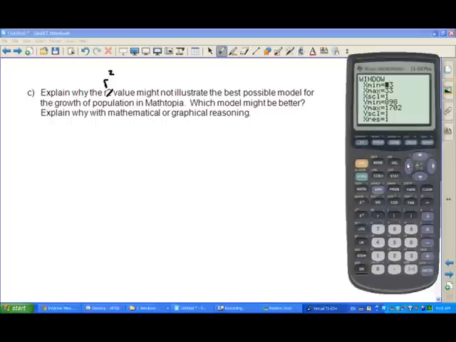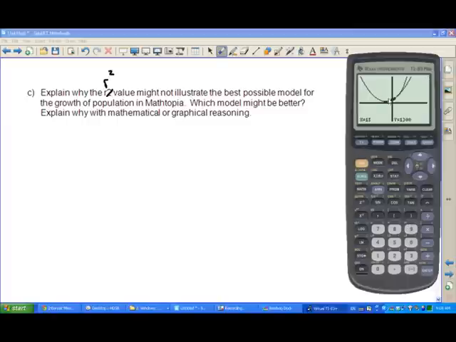So let's zoom out a little bit. There's my quadratic. There's my exponential. Now I can see that they're starting to pull apart from each other. Let's zoom out again. There's my quadratic. And here comes my exponential.